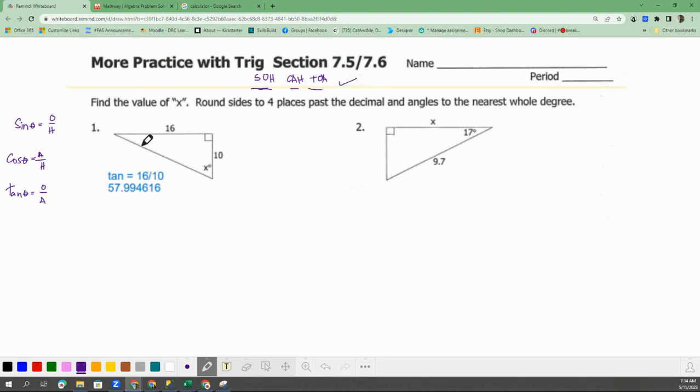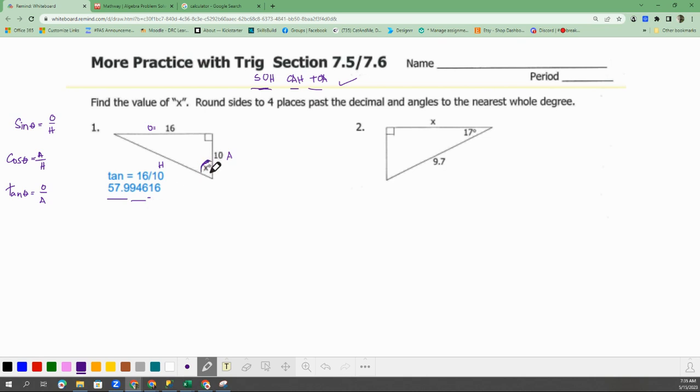Okay, so for number one, your reference angle is x. That's the angle that is unknown. So with respect to your reference angle, this side right here is your hypotenuse, 16 is your opposite, and then 10 is the adjacent side. Now this solution is almost correct. There's just missing notations, okay?